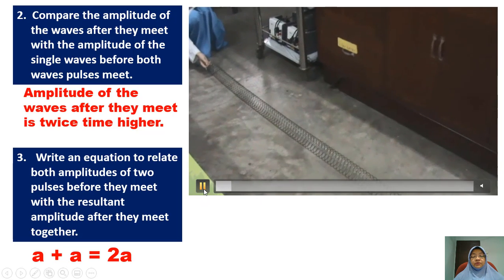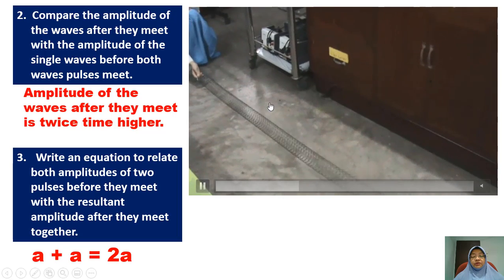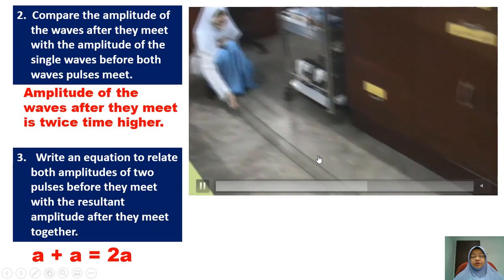Maybe you can see again. We can watch again here. This is the point where we have a bigger amplitude.